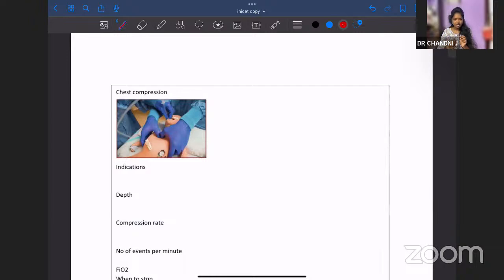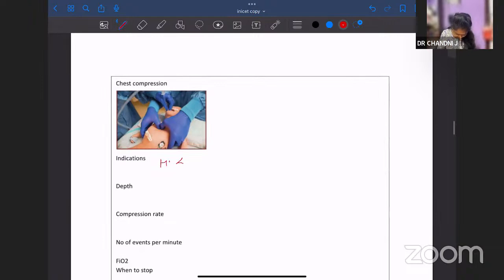Even after 30 seconds of intubation and chest positive pressure ventilation, still the baby is not breathing and heart rate is less than 60. What to do? If heart rate is less than 60, even after giving positive pressure ventilation, you will start chest compressions.